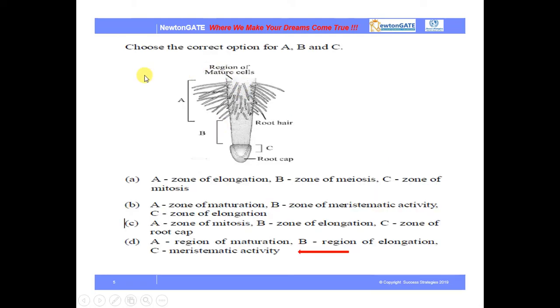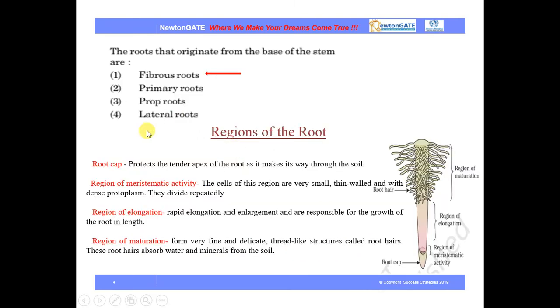Now, one question has been asked from this portion in previous years, that is, they have provided a diagram and they have just asked the name of the particular portion which they have marked, okay. So they have asked the name of the portions A, B and C. Let's go to the previous slide once again.